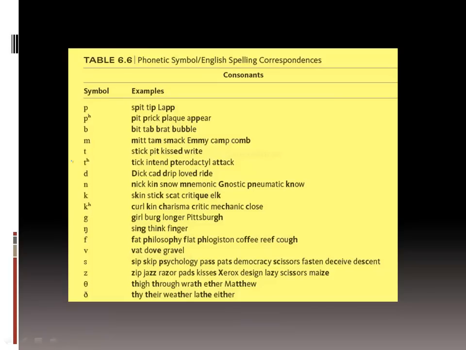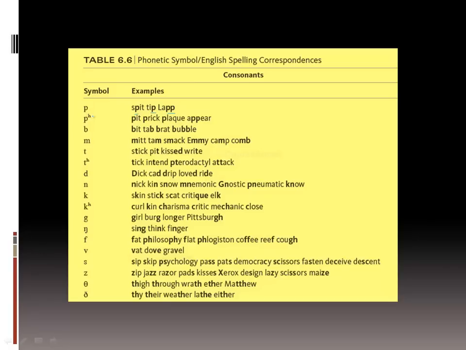Okay, so this chart is a summary of English spelling and phonetic alphabet correspondence. I want you to study this. It shows different locations of the same sound, like after another consonant sound in a consonant cluster. This is called a consonant cluster. Or at the end.